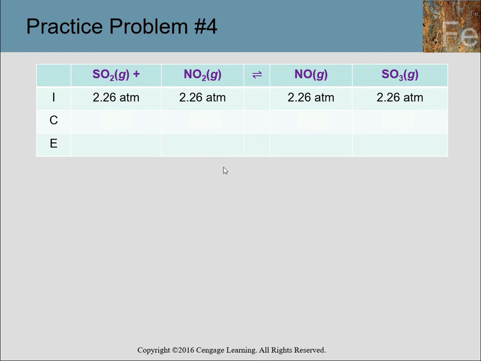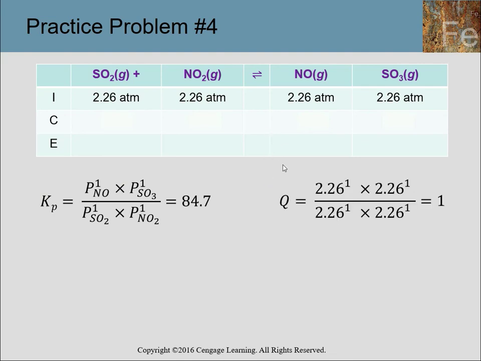So I start with my ICE chart: 2.26, 2.26, 2.26, 2.26. Which side gets the plus, which side gets the minus? Well, we have to calculate our Kp and our Kc.